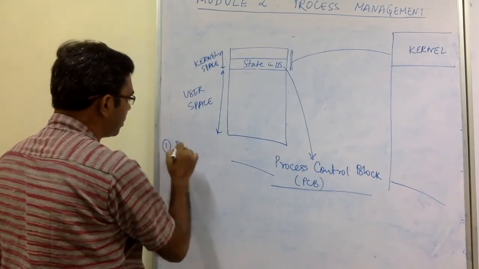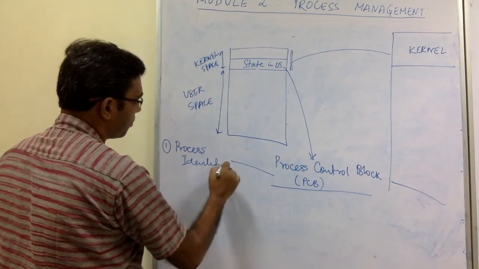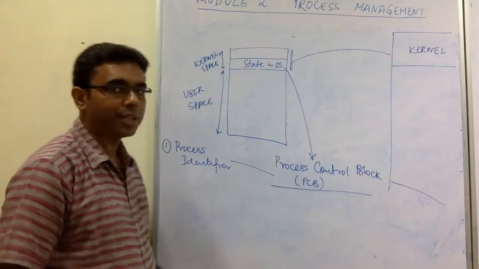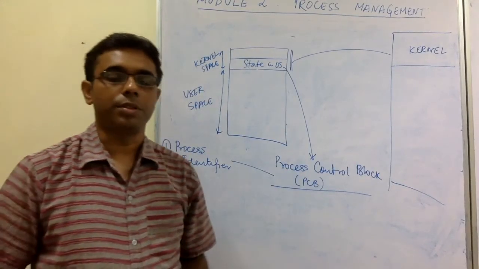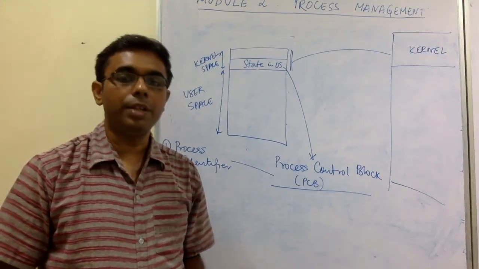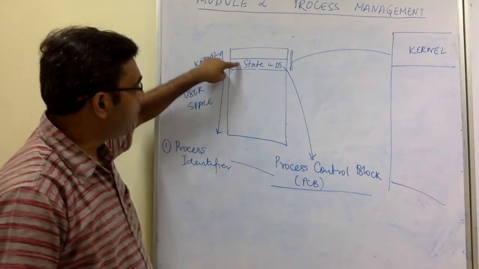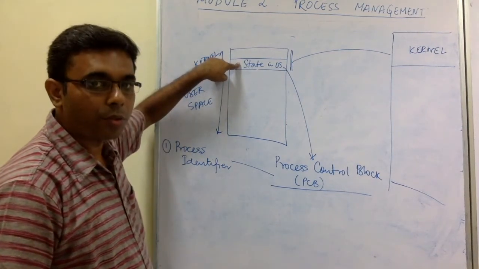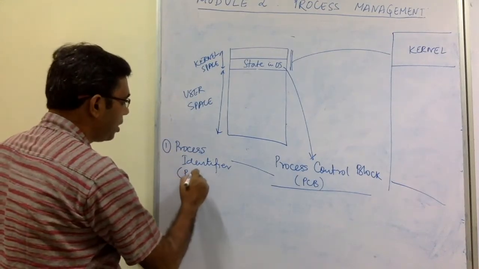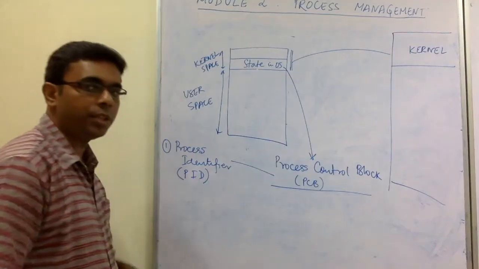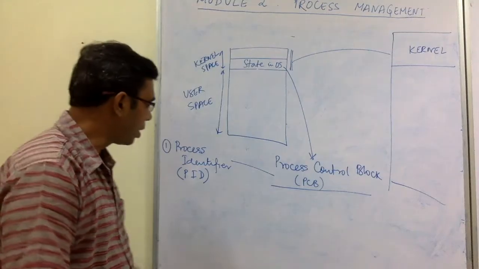The first one is a process identifier. The moment a process gets created, an identifier gets associated with that particular process. It's nothing but a positive integer that gets associated with the process. So the OS maintains the information about the process through a process identifier. We usually call it the PID. It's a positive integer which is associated to a particular process.